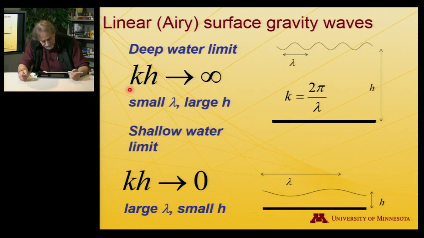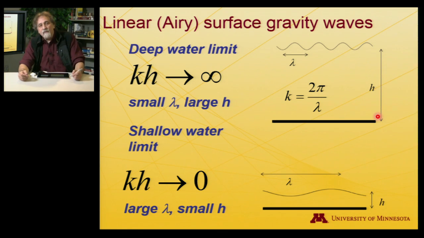In the shallow water limit, we're talking about KH getting close to 0. Now remember, KH is always positive because these are real physical waves that we're talking about, so they can't have things like negative wavelengths and negative depth. So for a positive KH that's close to 0, that means that either the depth is very small or K is very small. And remember, because K is inverse to wavelength, if K is small, that means a large wavelength. So the picture I want you to have for shallow water waves is that the waves are long relative to the water depth. And the picture I want you to have for deep water waves is that the waves are short relative to the water depth.